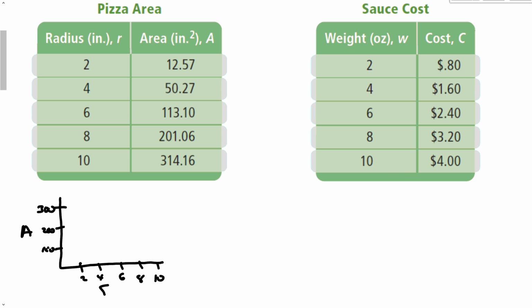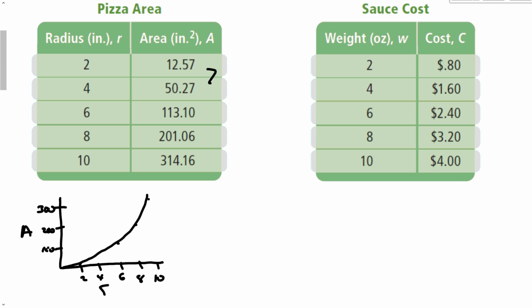Okay? So with a radius of 2, my area is 12. Very small. With a radius of 4, that's 50. At 6, that's a little bit over 100, 113. And it looks almost straight until now we get to 200. And at 10, we get to 314. So you can see as we make this graph, it definitely is starting to curve up.